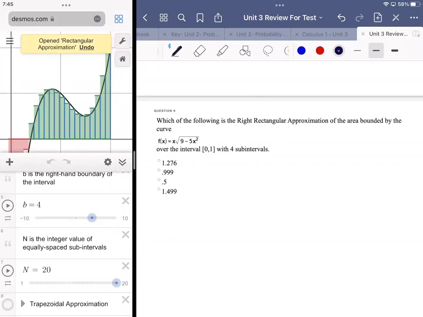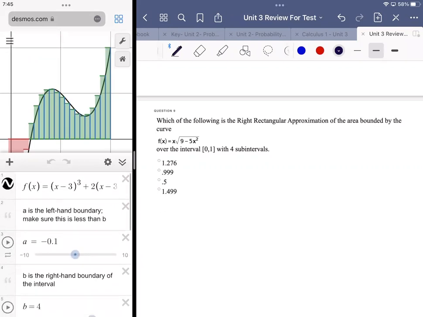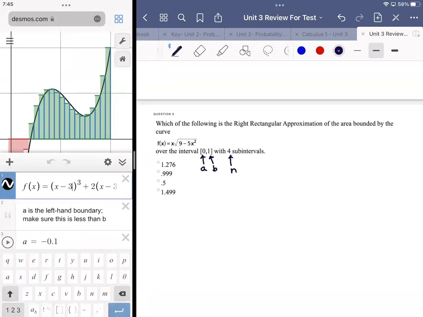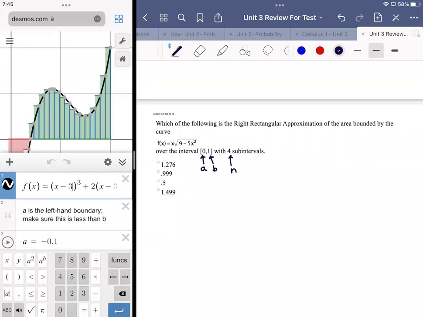But I created a calculator that will do all this stuff for you. All right. So which of the following is the right rectangular approximation of the area bounded by the curve? As long as you know that the bounded region spans from A to B, and the number of subintervals is the value n, then you'll be able to use this calculator. Because all you have to do is put your unique function in there, whatever it is for the problem at hand. Let me just get rid of that.